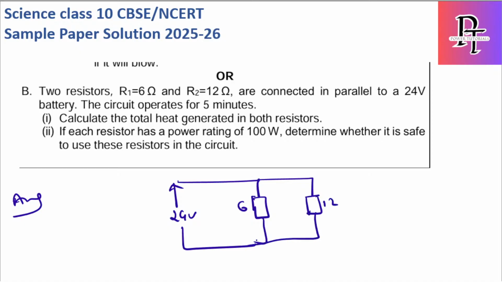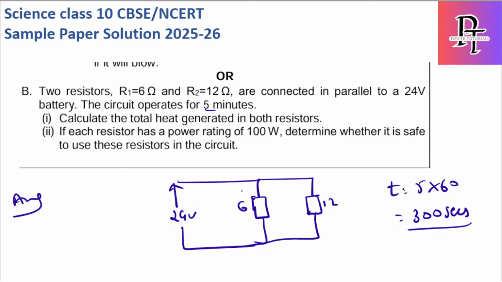What they are asking is to calculate the total heat generated. We have time, which is 5 minutes. So let's convert the time to seconds: 5 into 60, which is 300 seconds. Because the unit of heat is always joules, and joules is per second, not per minute or hour.